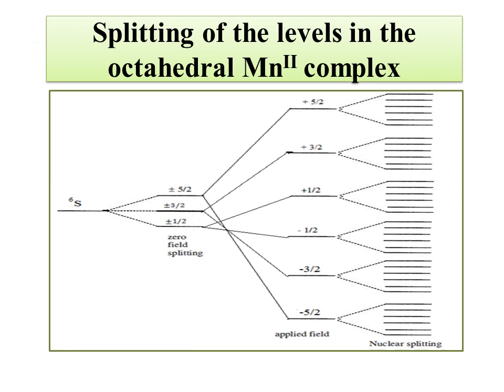So, in the presence of zero field splitting, for Mn2+, we get 3 doubly degenerate energy levels. And when the magnetic field is applied, each energy level gets split into 2 energy levels. Totally, we get 6 energy levels, and for these, according to the selection rule, 5 transitions are possible.